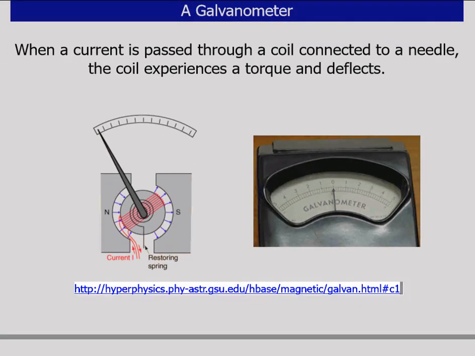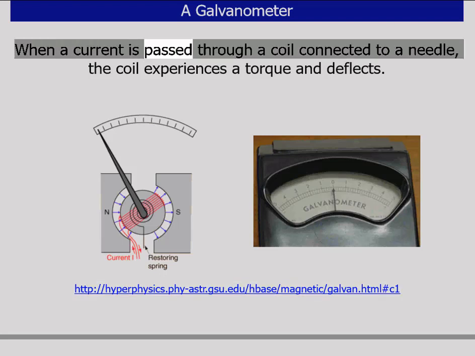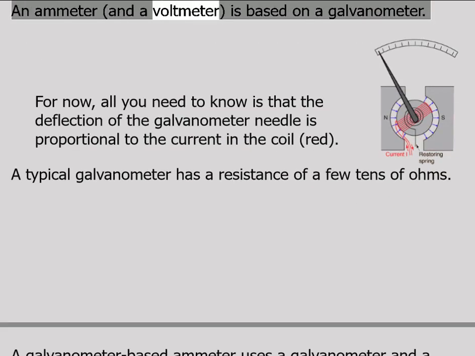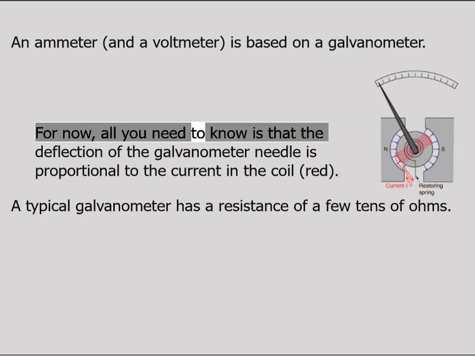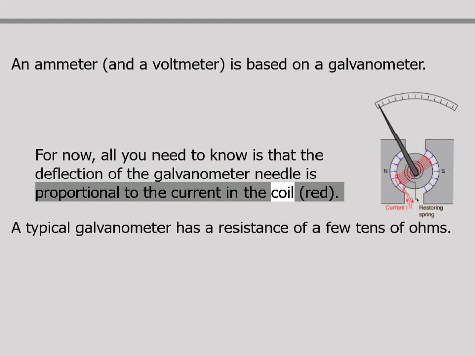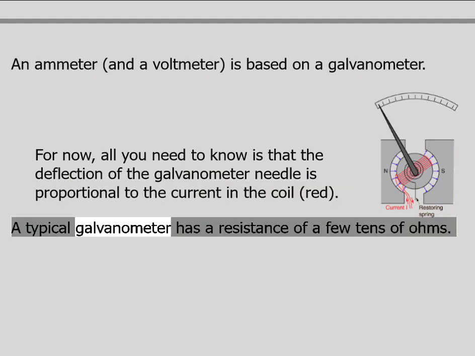A galvanometer. When a current is passed through a coil connected to a needle, the coil experiences a torque and deflects. An ammeter, and a voltmeter, is based on a galvanometer. For now, all you need to know is that the deflection of the galvanometer needle is proportional to the current in the coil. A typical galvanometer has a resistance of a few tens of ohms.